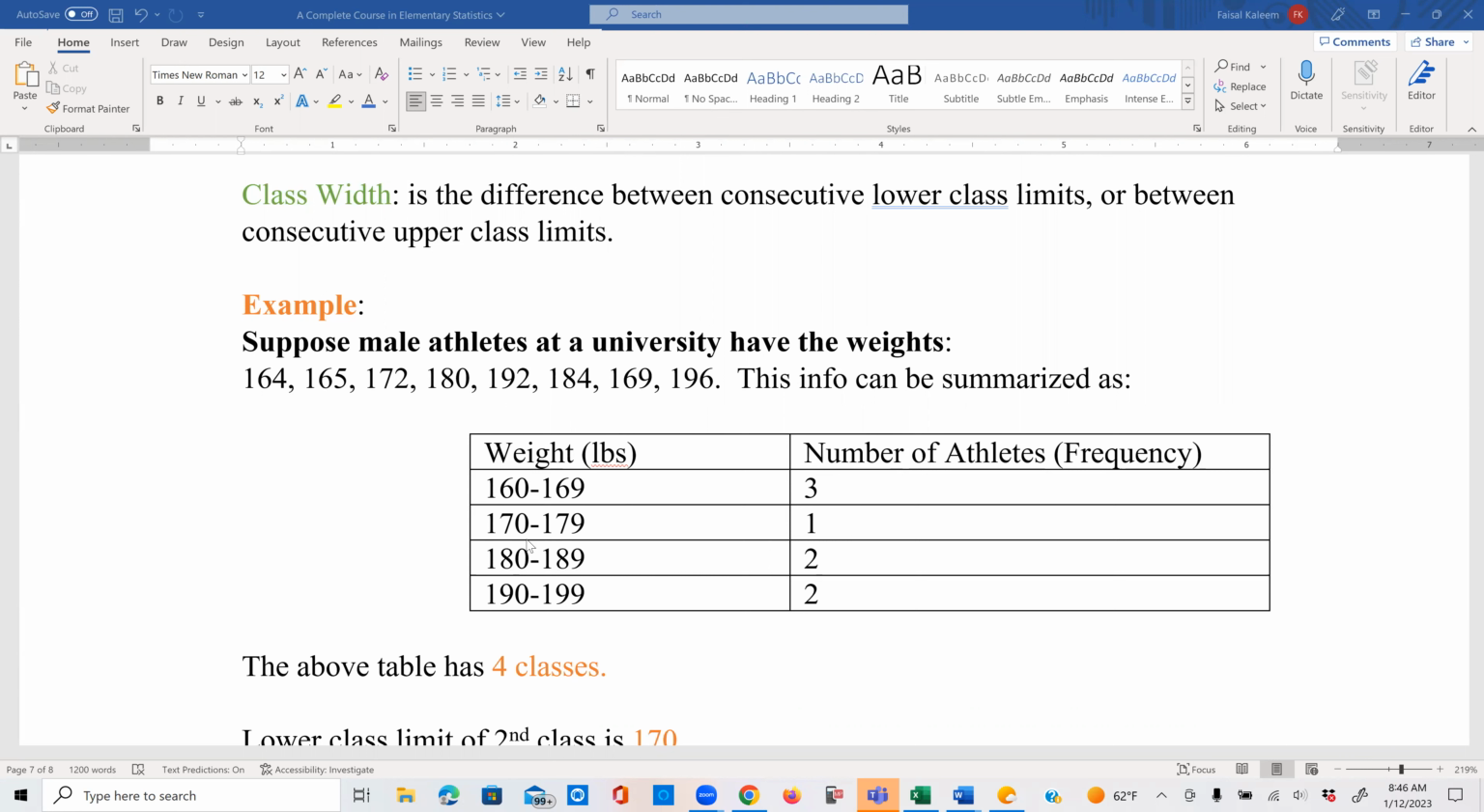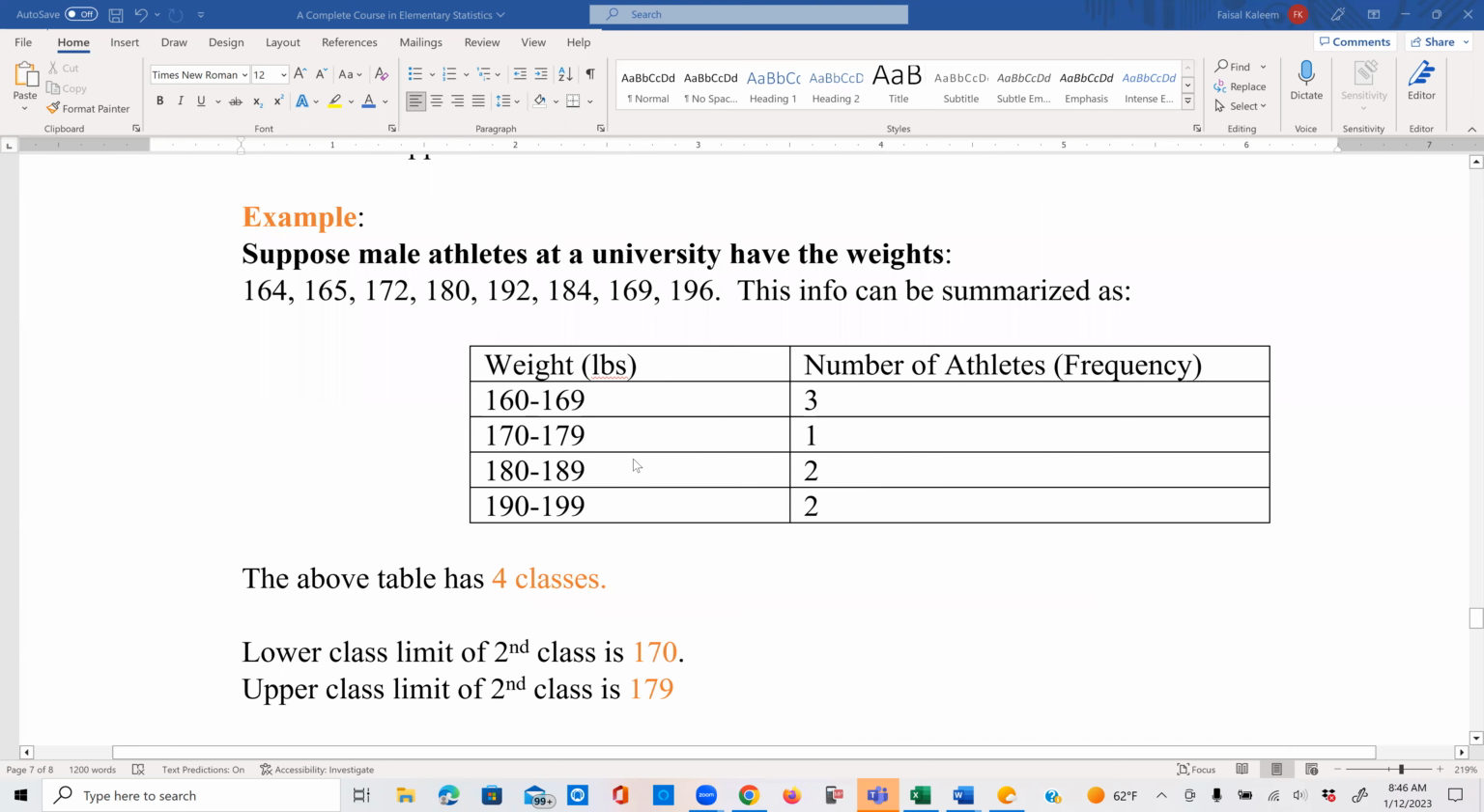And then between 170 and 179, we have only one entry, that is 172. So that's one here. And between 180 and 189, we see 180 and 184, so two. And between 190 and 199, we have 192 and 196, also two. So these counts are the frequencies or the number of athletes.